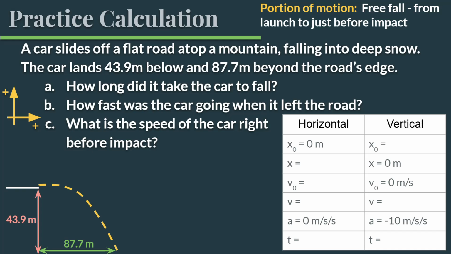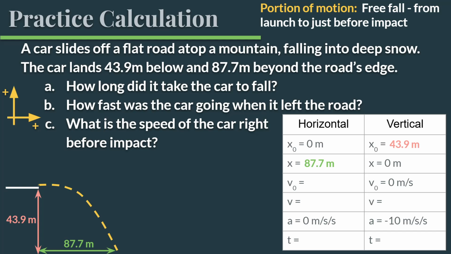All right, with those things in mind, let's now add some more things to the table. I know that the car lands 43.9 meters below where it fell off the road. So because I called the ground 0, I'm going to label the height of this cliff, this mountain, initially as 43.9. So I filled that into my table. The other thing I see is 87.7 meters. Because I called the edge of the cliff an initial position of 0, it's going to land 87.7 meters away. That's going to be my final horizontal position. And those are the only 2 numbers that I see in the question.